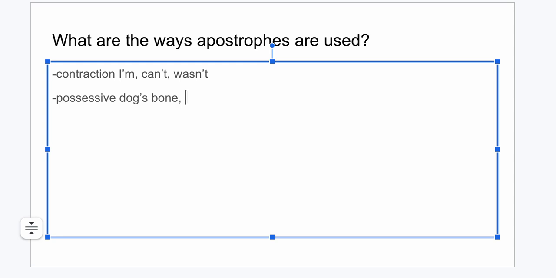If I said the class's pencils, okay, I'm showing more than one, and I have to show ownership, so that apostrophe goes in a different spot. Another opportunity for a possessive could be if I'm using someone's specific name, so Sally's dress. Again, words that are showing ownership.